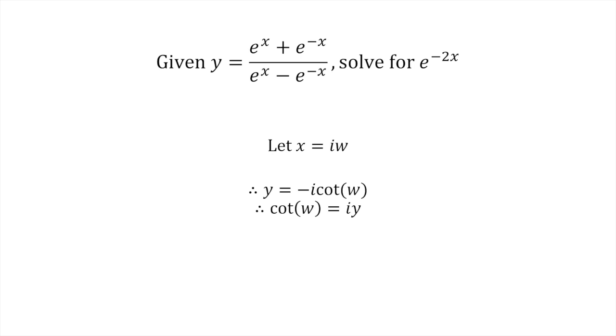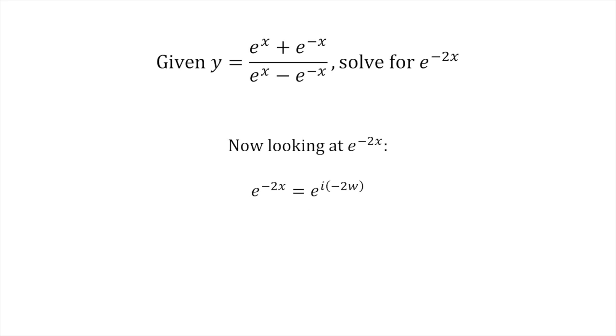So now we're going to look at e to the negative 2x and see if we can get it into something of that form. So first of all, once again, changing x to iw, we get e to the i in brackets negative 2w. And then, using Euler's identity again, we just get cosine negative 2w plus i sine negative 2w. And that is cosine 2w minus i sine 2w.